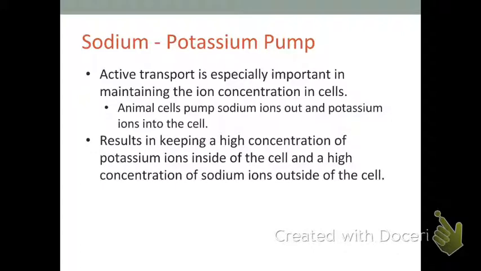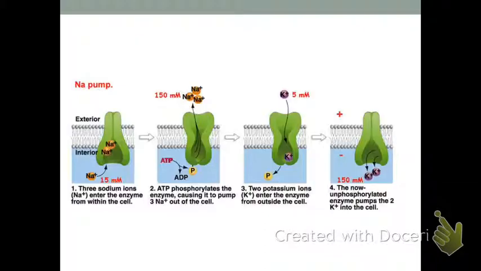The result is a high concentration of potassium inside the cell and a relatively low concentration outside, and then a high concentration of sodium ions outside the cell, but a low concentration inside. So it's kind of reversing the directions of these ions. I think a picture is going to help you understand this a little bit better.